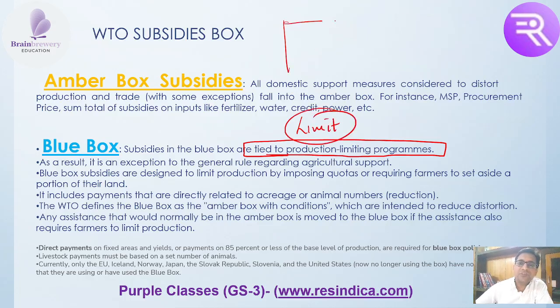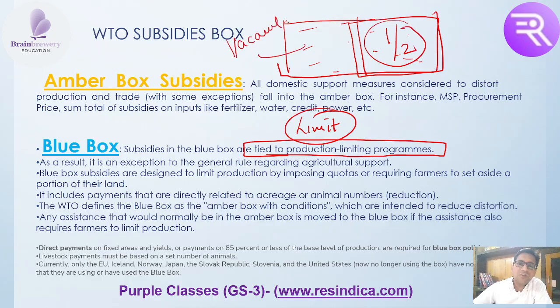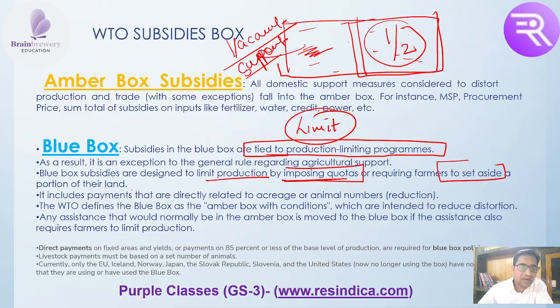That means if you have this field, okay, and you are growing certain types of products in both these fields, then government says that okay, if you only sow half your field and keep the other half vacant, we will be providing you with certain support for keeping this field empty. Okay, that means it is a production limiting program. So to limit the production, or by imposing quotas, or to set aside a portion of farmers' land.